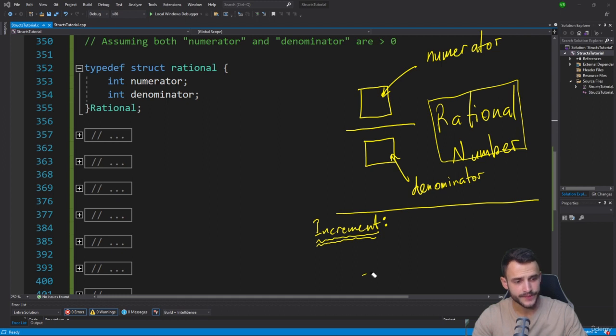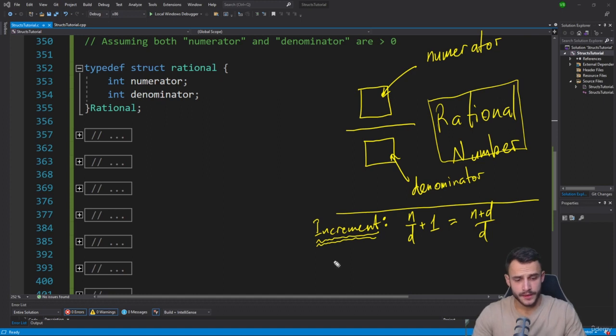So increment is basically: the result should be the numerator divided by the denominator, plus 1, equals what? It equals n plus d divided by d. Okay, hopefully this is clear to you. If not, feel free to ask any questions. And we gave a couple of examples.